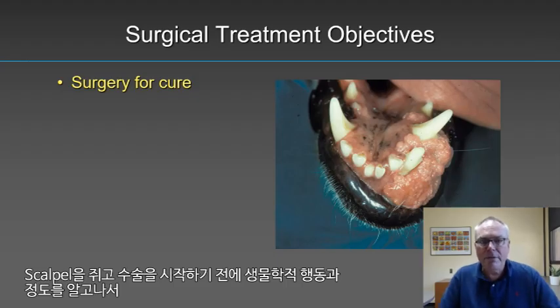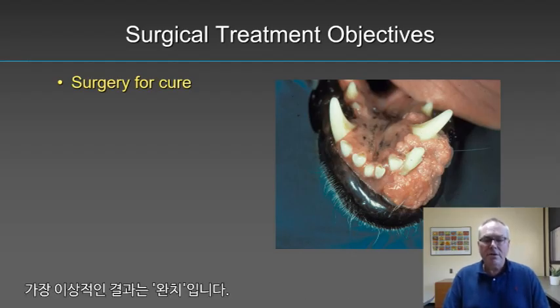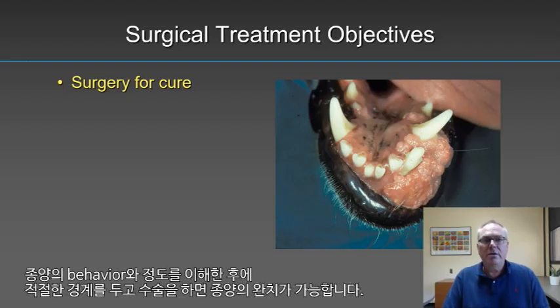Now, before we grab our scalpel and embark on the surgical procedure, we need to sit back and, based on the biological behavior and the extent of the tumor, decide what we would like to achieve by performing surgery. The best possible outcome is surgery for cure. Surgery for cure means that, based upon the extent and nature of the tumor, with the appropriate margin, you will likely cure the animal of its disease.